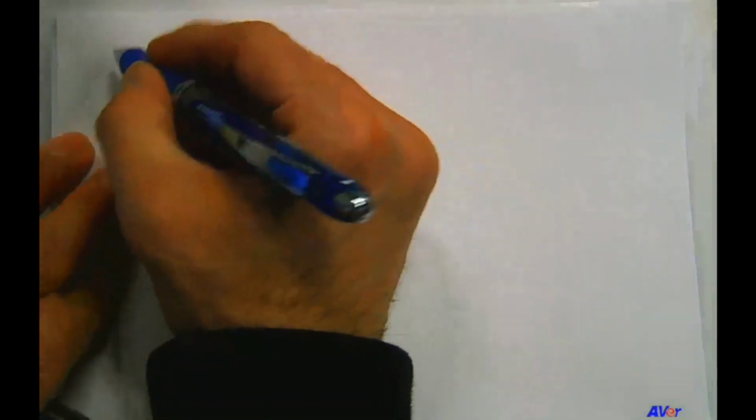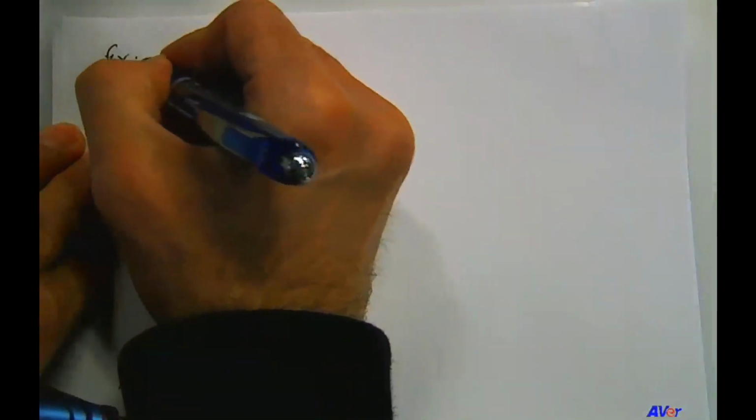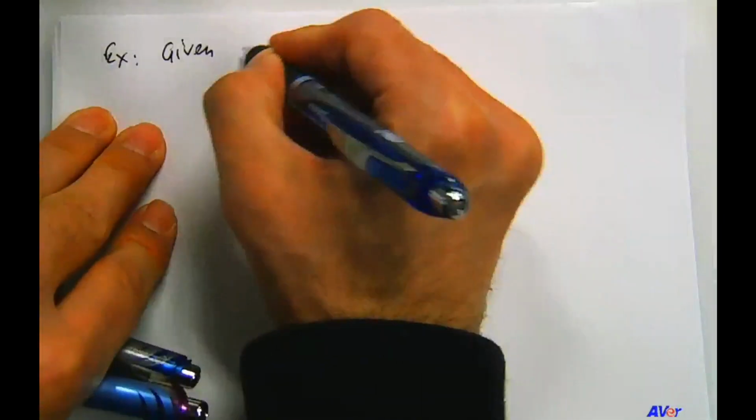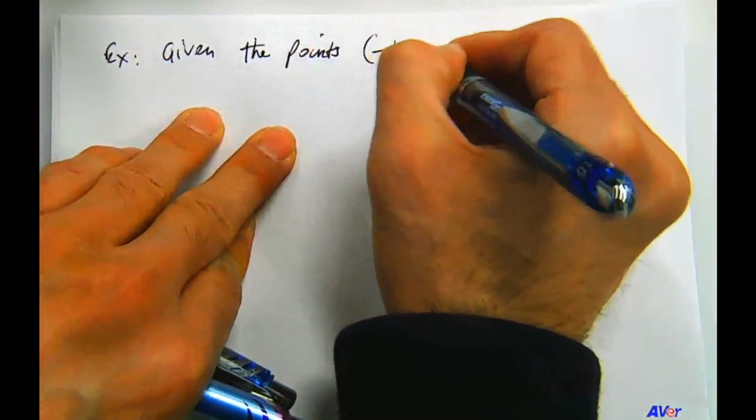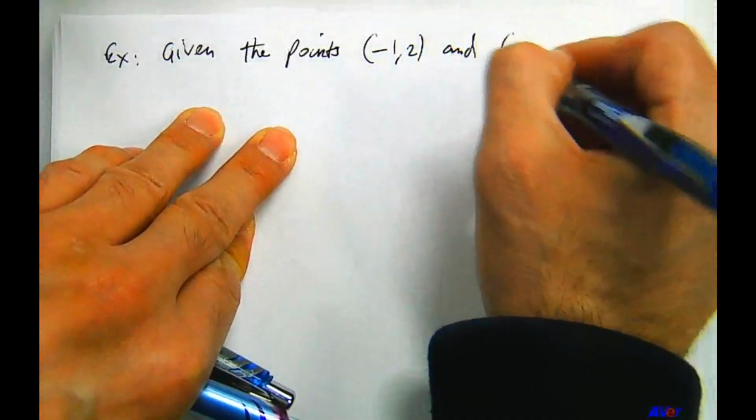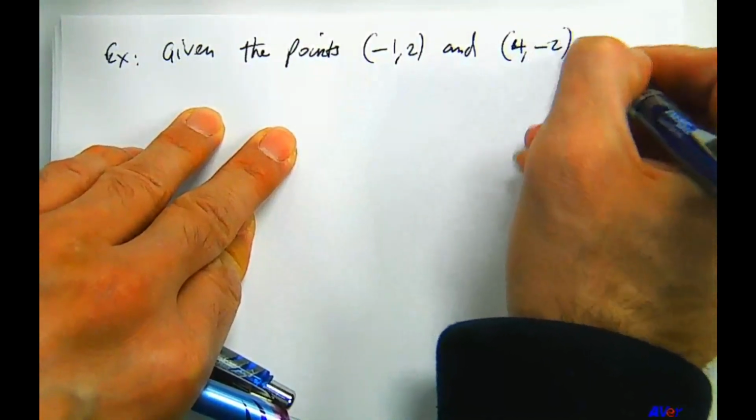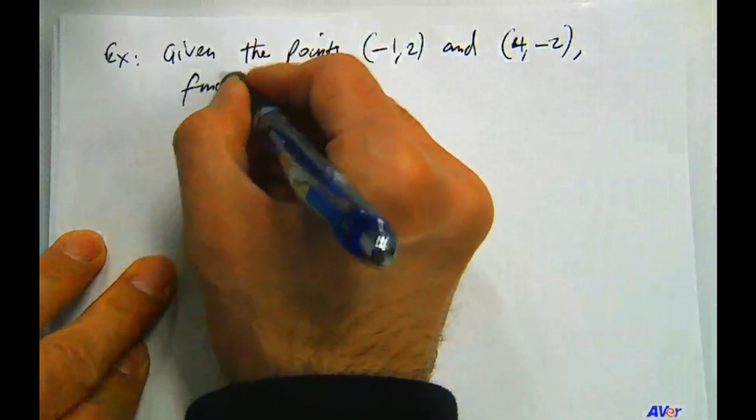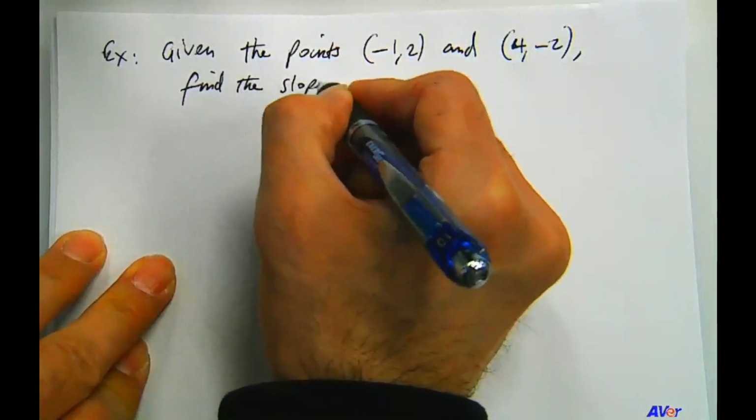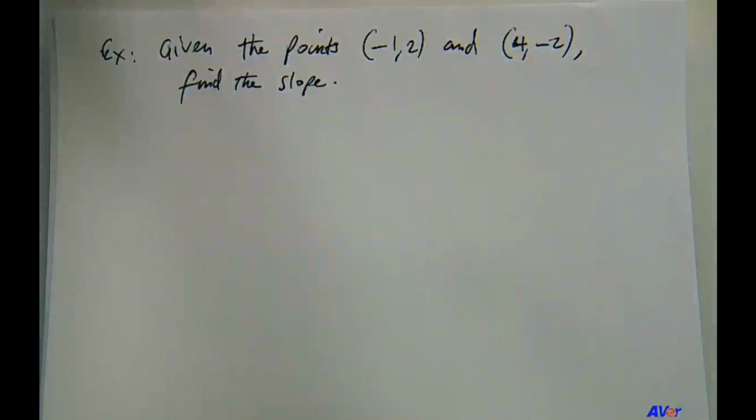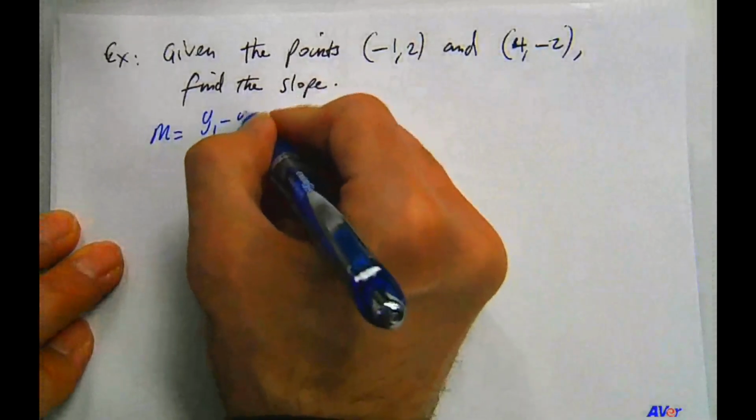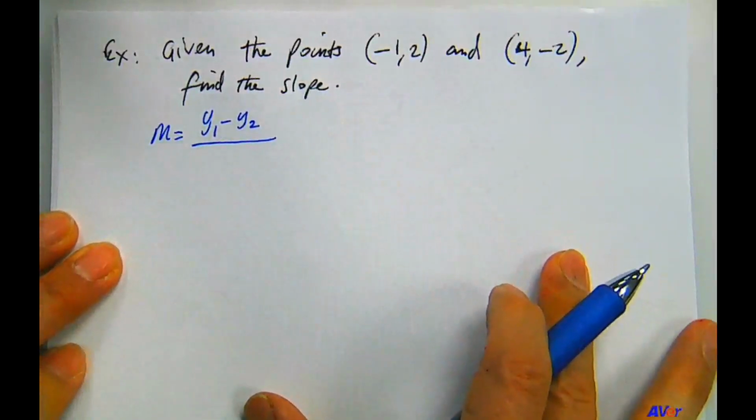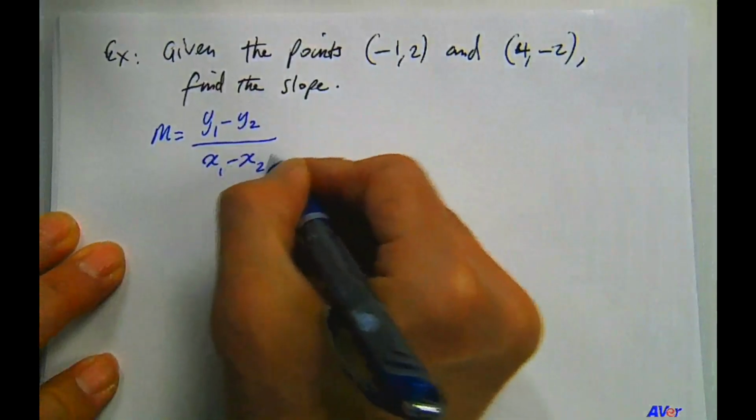We'll start off with easy examples as always. So here's one. We are given the points -1, 2 and 4, -2. Find the slope. Okay, we want to do that. So clearly, this is our formula: y1 minus y2 divided by x1 minus x2.